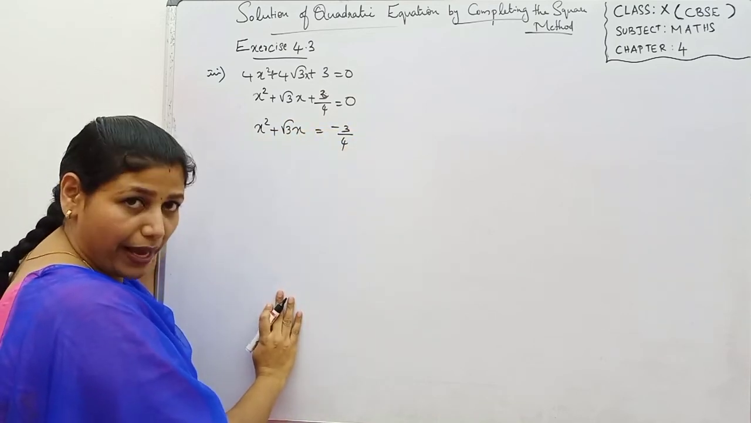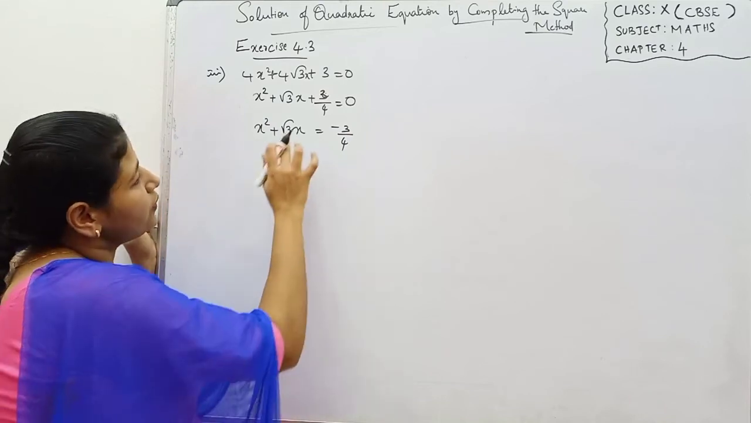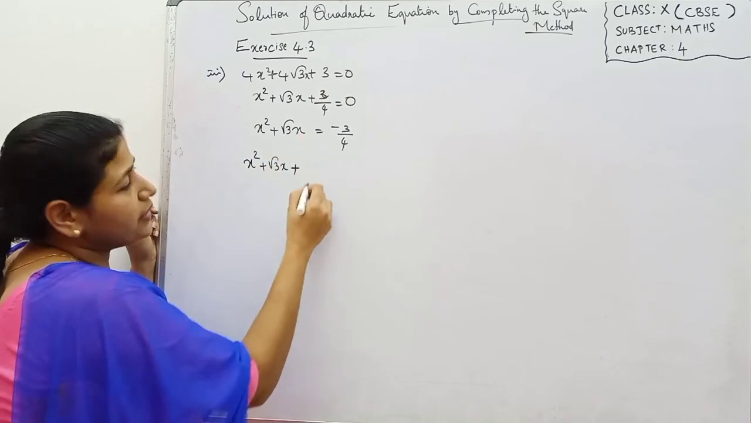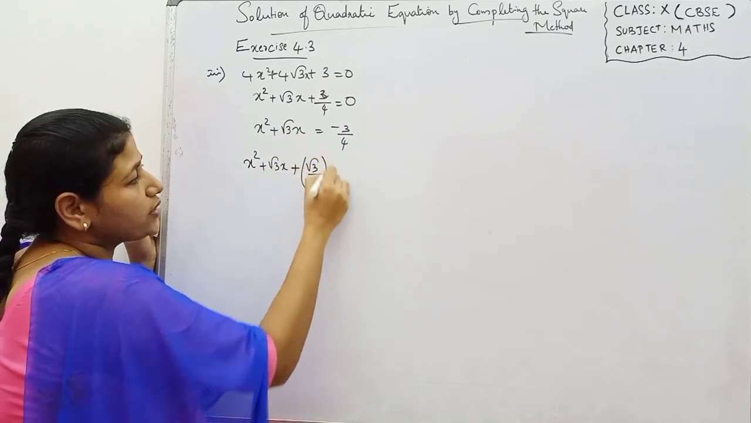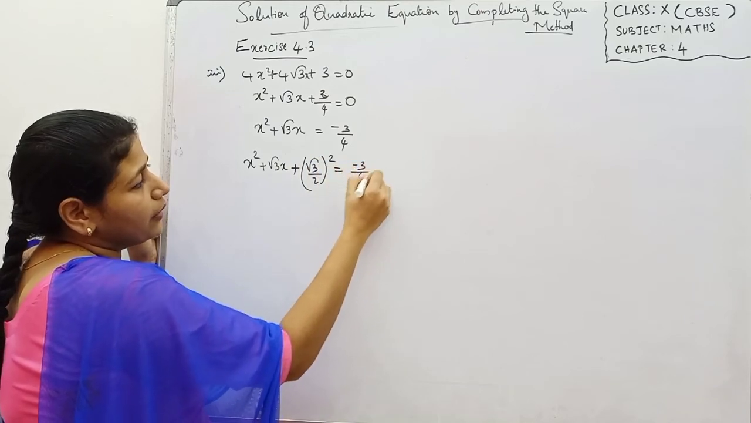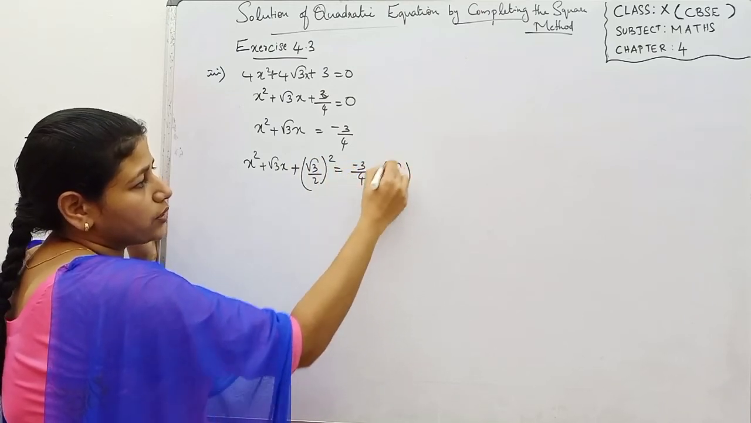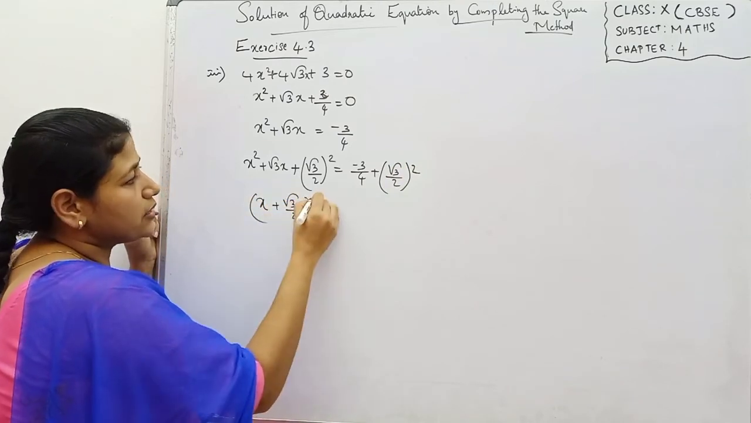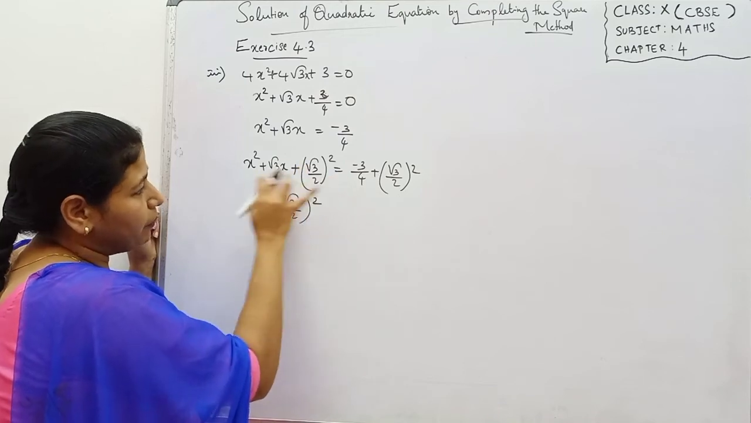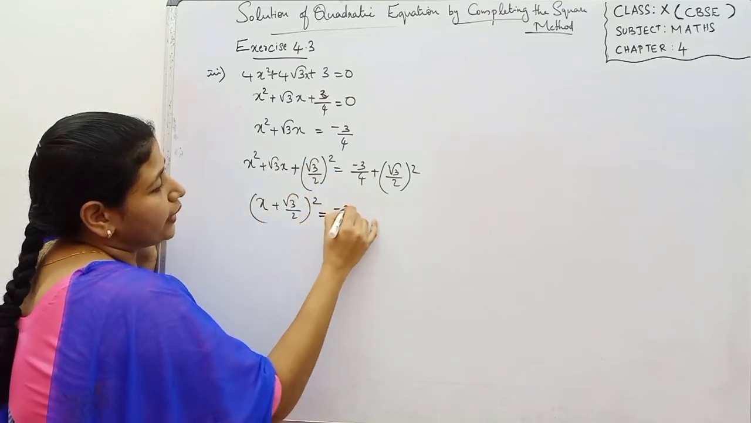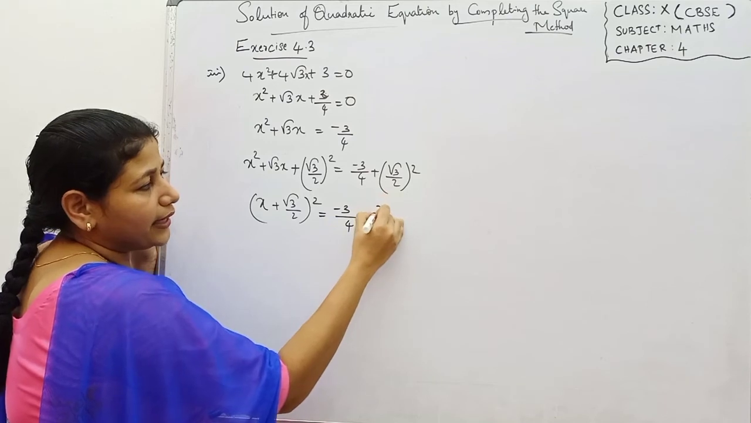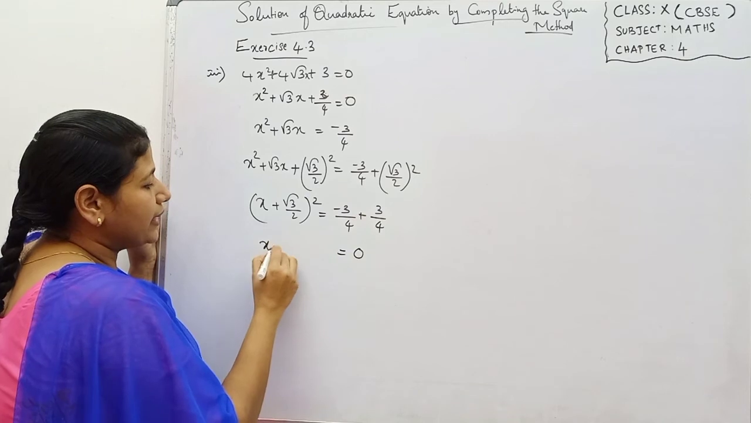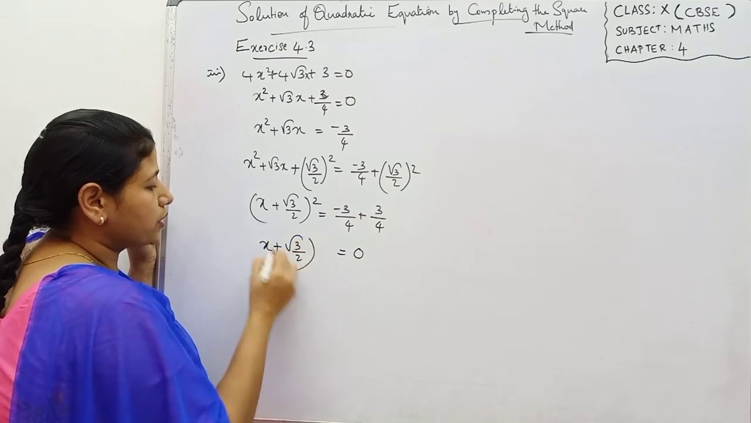Now we have to add the square of half of the coefficient of x. That means x² + √3x plus the half of root 3, that is (√3/2)², equals −3/4 + (√3/2)². This is (x + √3/2)², isn't it? Since this is of the form a² + 2ab + b², both are plus sign, equal to negative 3/4. And the square of root 3 is 3, the square of 2 is 4. So here this will be 0. So you will get (x + √3/2)² = 0.